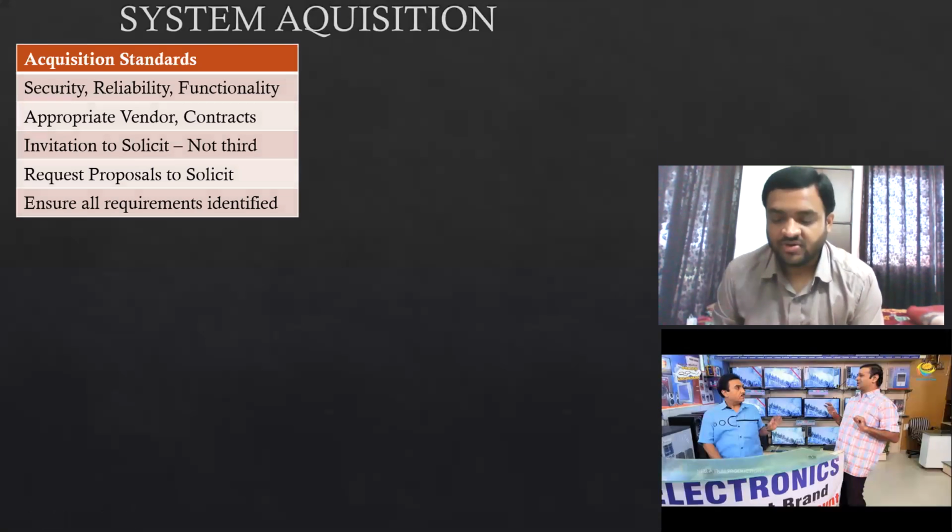First, we will go into the shop. But before going to the shop, we will make sure that we know our security requirements, reliability requirements, and functionality requirements. After we know the requirements in these three subjects, we will choose an appropriate vendor. After we choose an appropriate vendor, we will go to his shop.